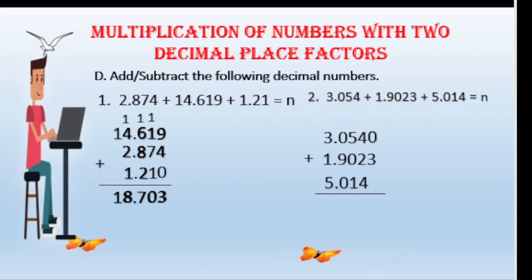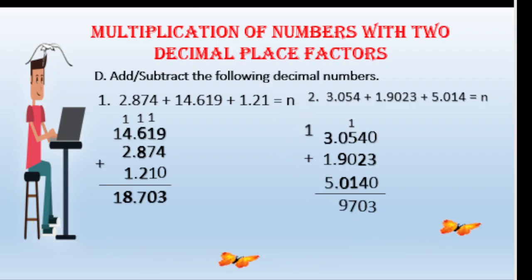So that is equal to 0 plus 3 plus 0 is equal to 3. Then 4 plus 2 plus 4 is equal to 10. Carry 1, plus 5 is 6, plus 0 plus 1 is equal to 7. And then 0 plus 9 plus 0 is equal to 9. And then 3 plus 1 plus 5 is equal to 9. And then put in the decimal point between 9. So your answer is 9 and 9,703.